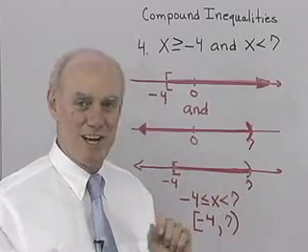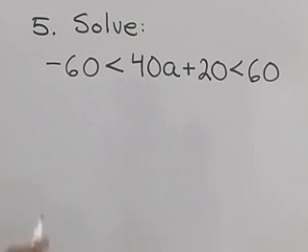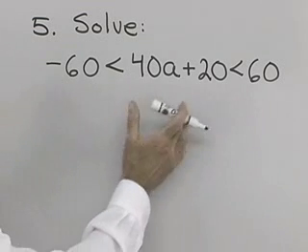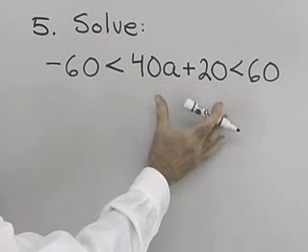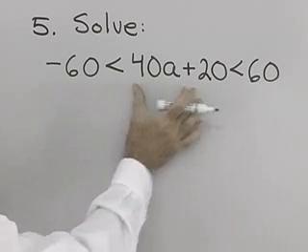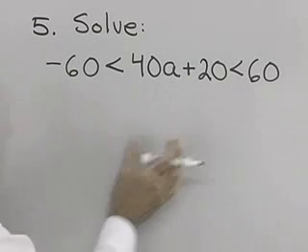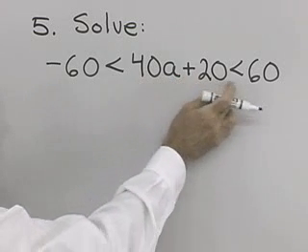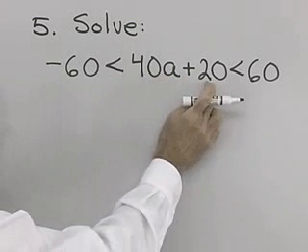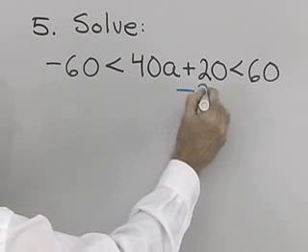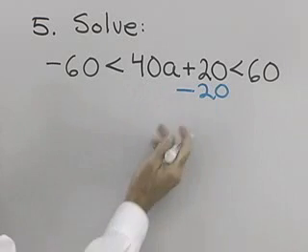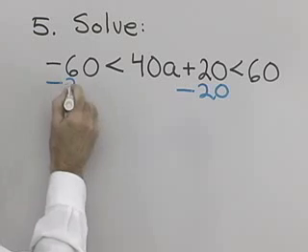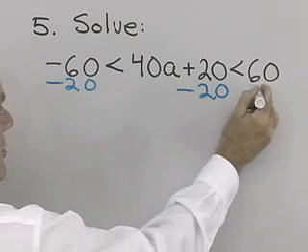Let's try one more example. We have another continued inequality, a little more complicated here, and we're going to have to extend our rules that we use, and we'll just say this. Anything that we do to one of these three expressions, we have to do to the other two also. What I want to do is isolate this variable a between these two inequality symbols. I'll start by adding negative 20 to the center expression so that I'll have just 40a left. If I do this to the center expression, I've got to do it to the two outside expressions also.